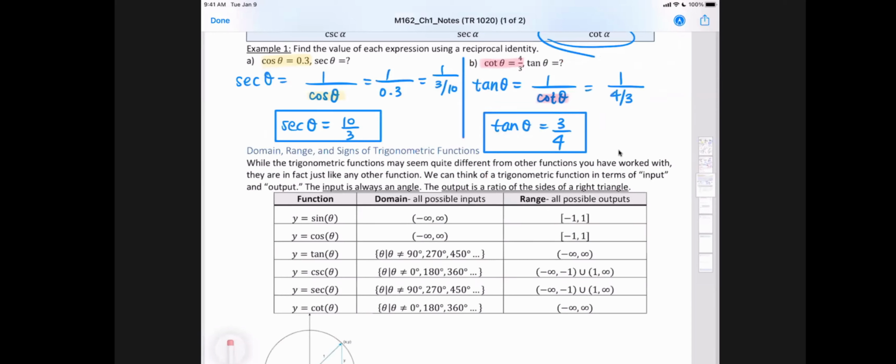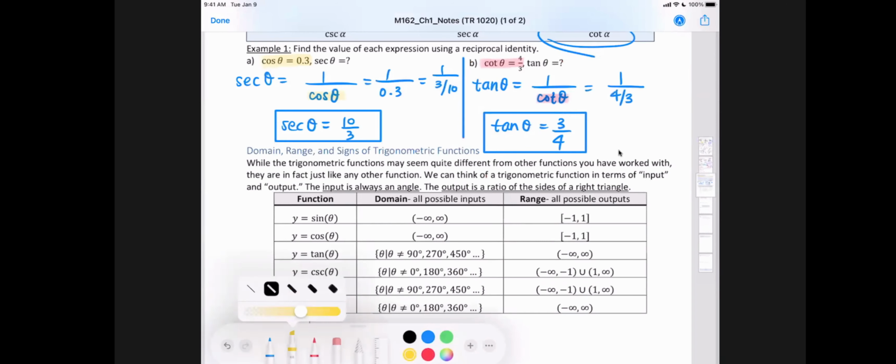All right, so we can take a look at the domain and range of our trigonometric functions. When you first learn about these trigonometric functions, it's kind of weird to understand what's going on. But these are just functions. Like you can think of y is equal to x squared. That's a function. Well, our trig functions are also functions where we have an input and an output. And with the trig functions, the input is just a little bit different.